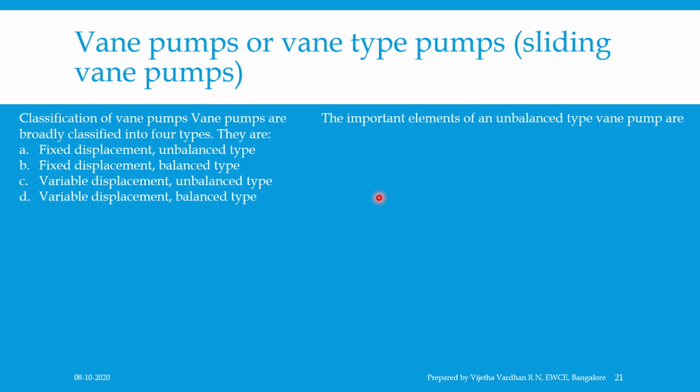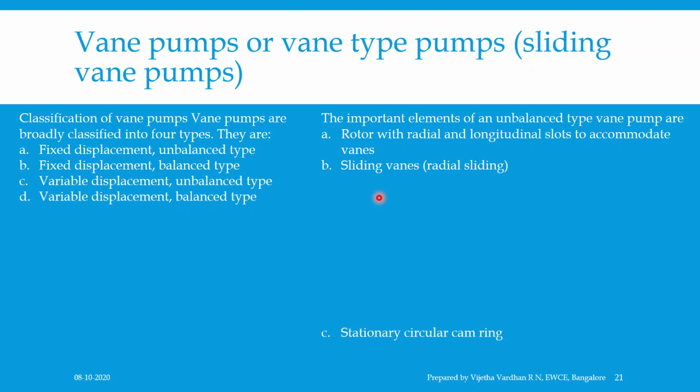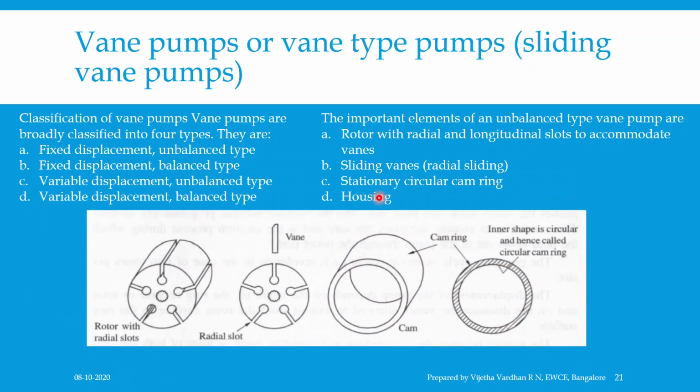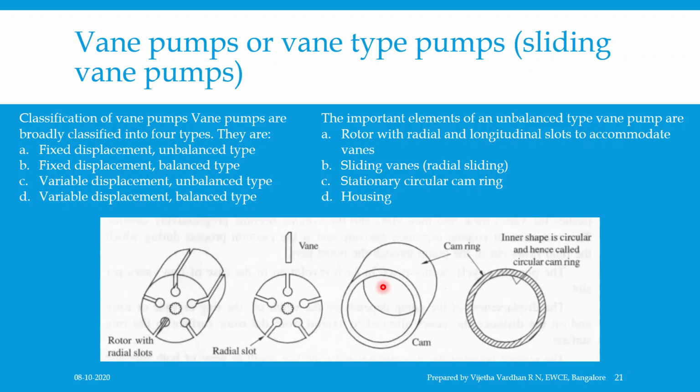The important elements of the unbalanced type vane pump are the rotor with radial and longitudinal slots to accommodate the vanes, the sliding vanes, which are also called radial vanes, and the stationary circular cam ring and the housing. You can observe the same in the figure here. These are the basic components, or the basic elements, of the vane pump.